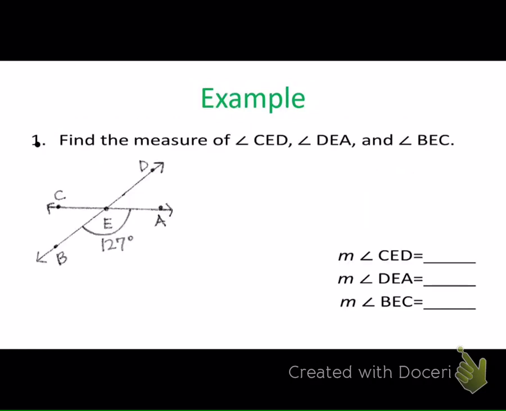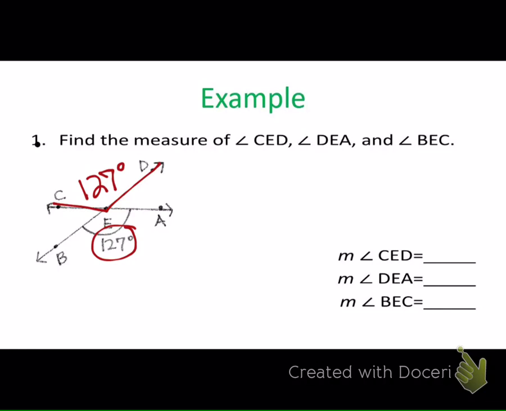First, which one could we identify right away? CED, right? The one right across from this 127? What is this angle right here? 127 degrees. Vertical angles are across from each other.